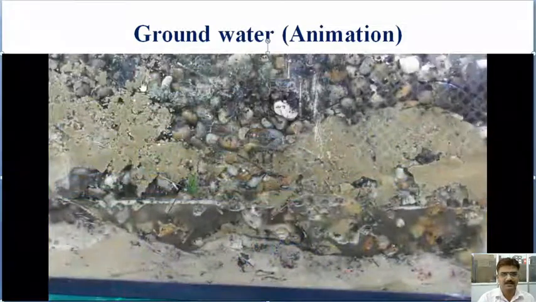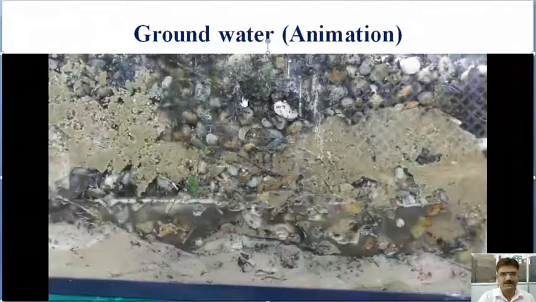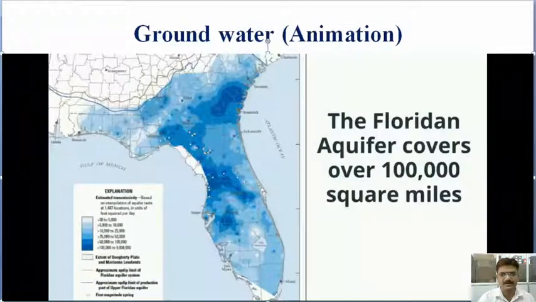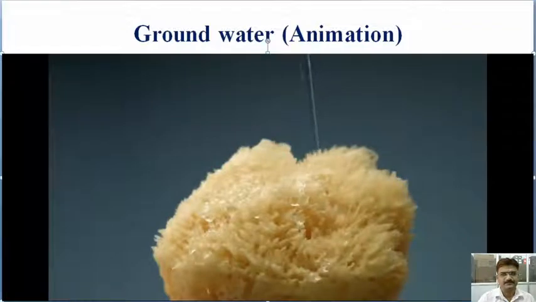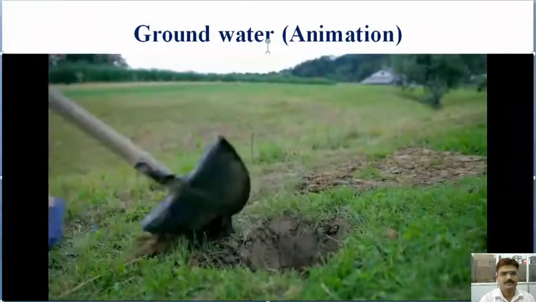These are the pores where water starts filling. For example, the Floridan aquifer covers the entire state of Florida below the earth crust and is over 100,000 square miles. Think of an aquifer like a huge underground sponge that soaks up the water that falls to the surface of the earth. If you grabbed a shovel and started digging straight down, you may strike water.